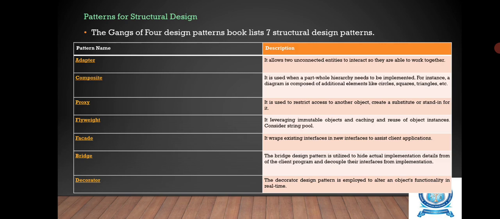For instance, a diagram is composed of additional elements like circles, squares, triangles, etc. Proxy is used to restrict access to another object, creating a substitute or stand-in for it. Flyweight leverages immutable objects and caching and reuse of object instances, like the string pool. Facade wraps the existing interfaces in new interfaces to assist client applications.